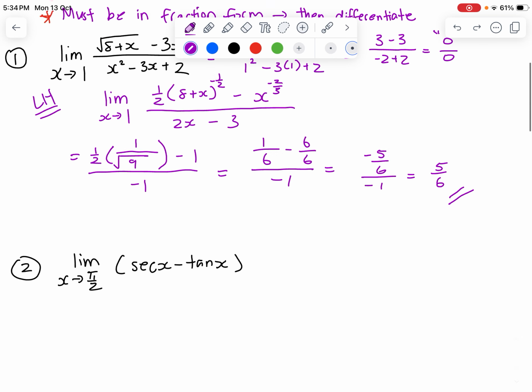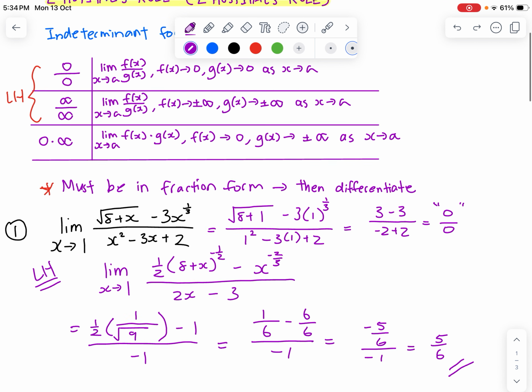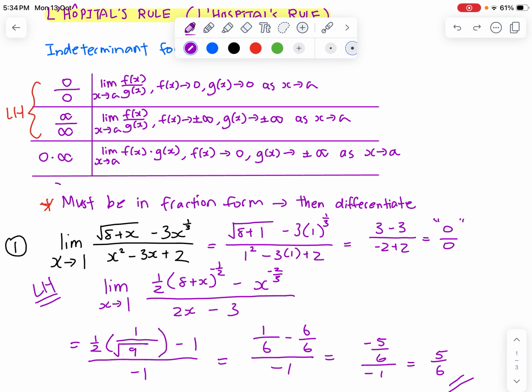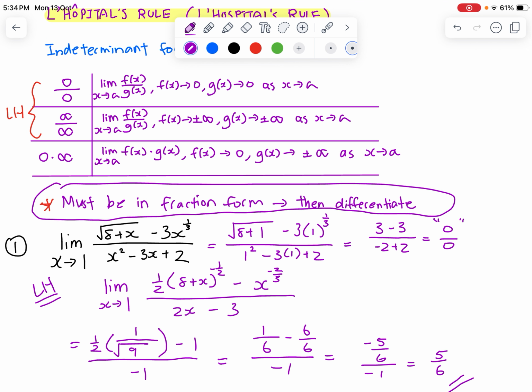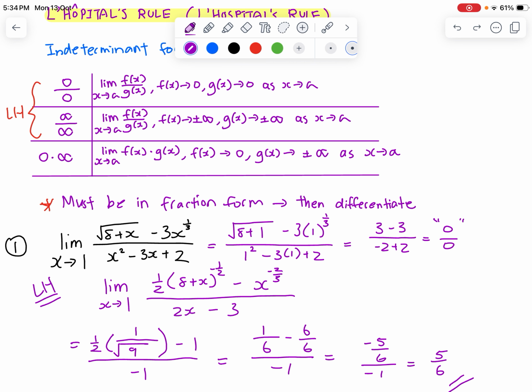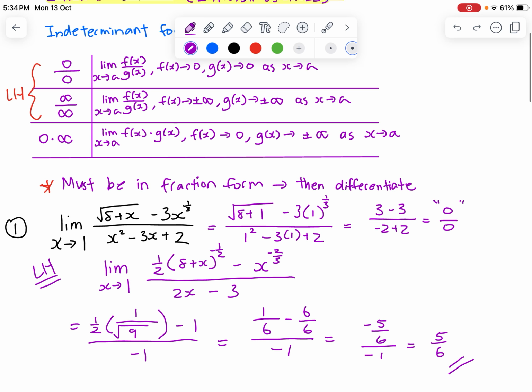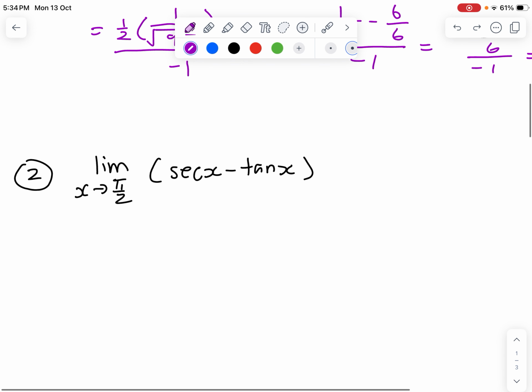So one of the big things I want to talk about is, when it comes to L'Hospital's rule, notice I wrote here with a red star: must be in fraction form, then differentiate. So if the form is not in fraction form, we want to turn it into a fraction form. In this case, we have secant x minus tan x, which is not in fraction form. So we want to change that.